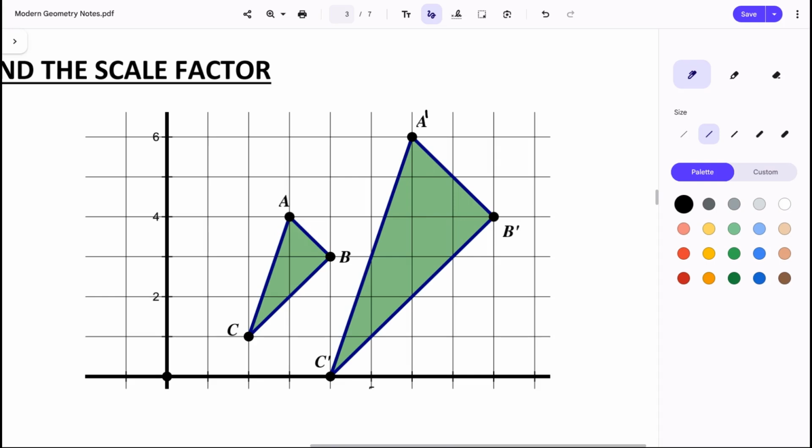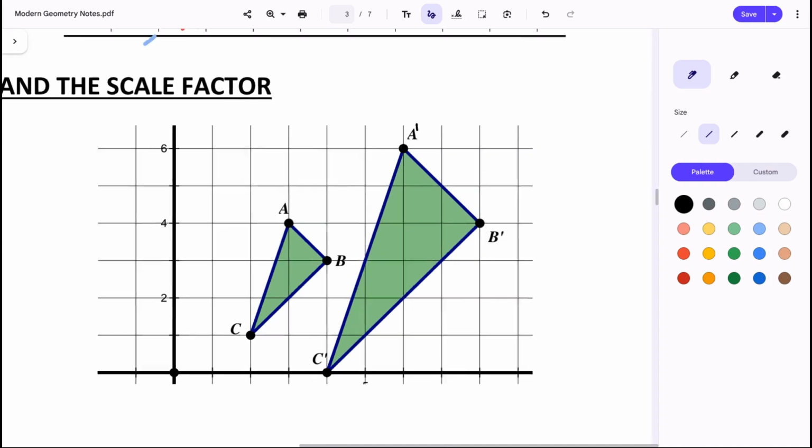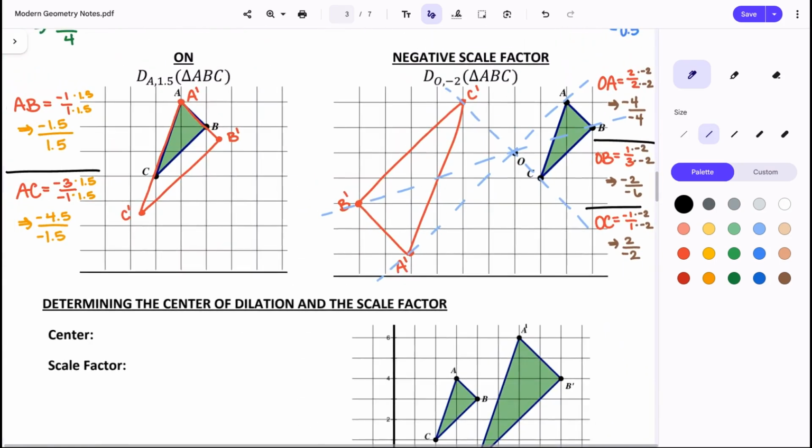Now to find your center point, those projection lines are going to help us figure out where it is. Because remember, the center point, like when I drew it in back up here, is where all the projection lines met at one single point. So I need to find those projection lines to help me find my center.